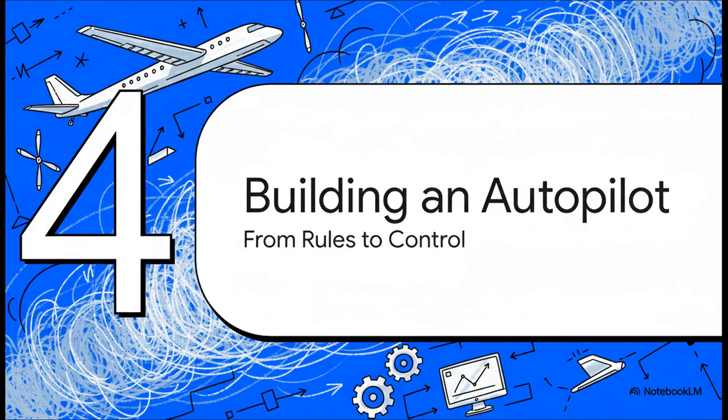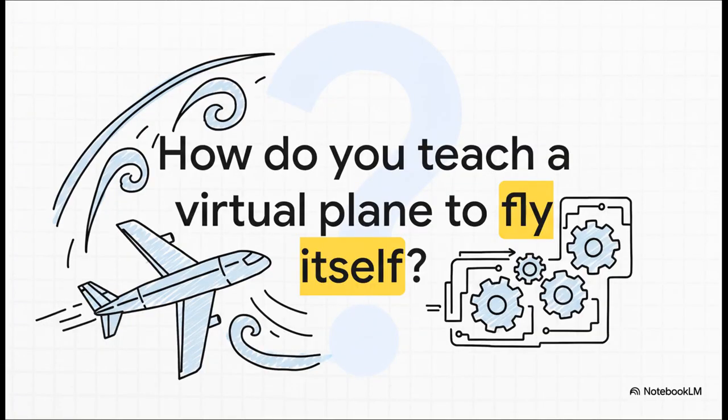All right, we have the plane, we have the physics. Now let's put it all together and actually build a control system. Let's teach our virtual plane to fly itself. So the classic first challenge for any autopilot is the wing leveler. The goal is super simple. If the plane rolls to one side, the autopilot needs to automatically use the ailerons to bring it back to a roll angle of 0.